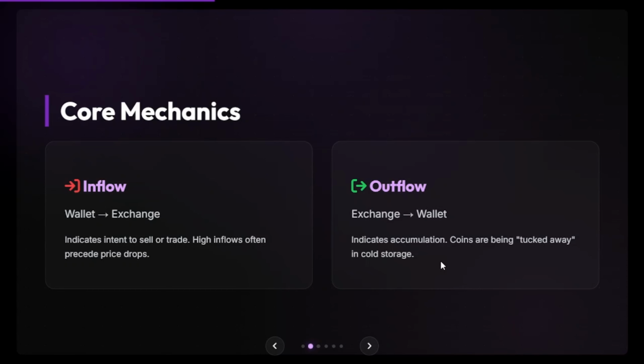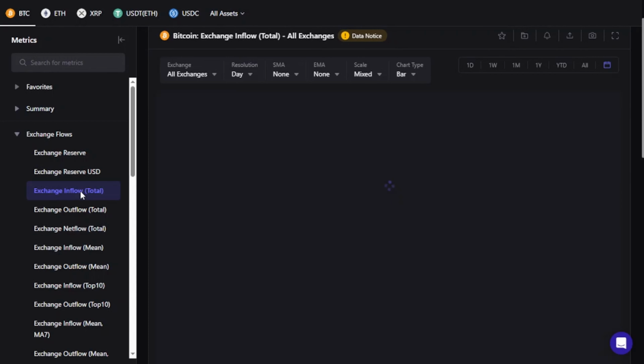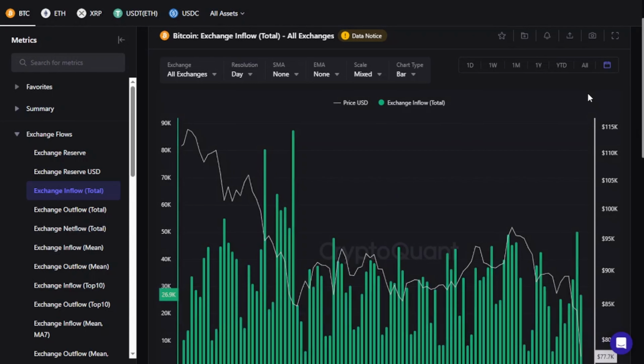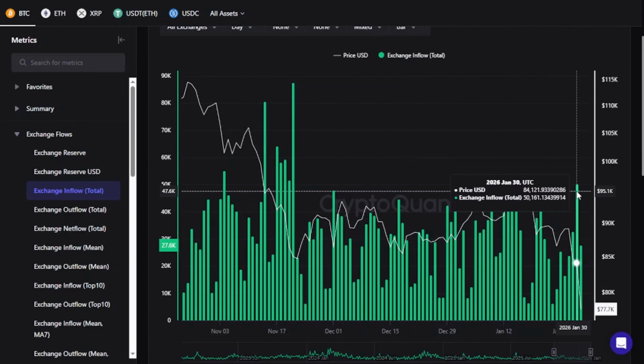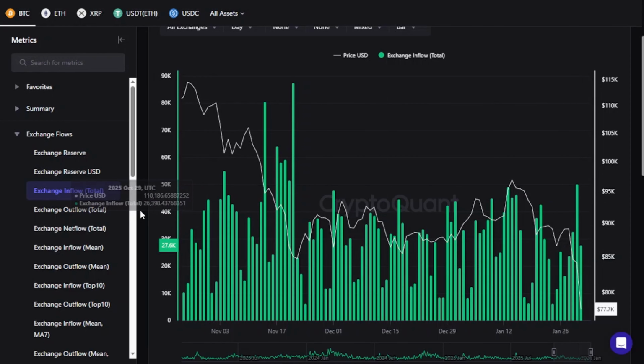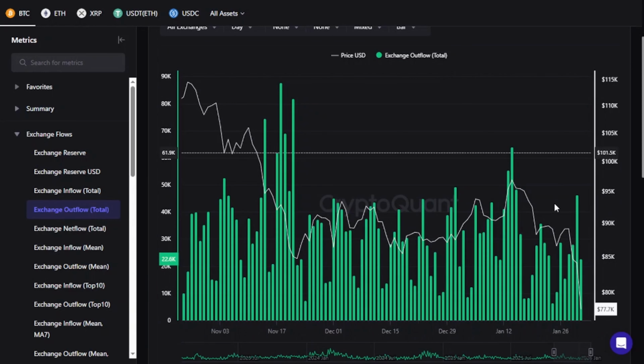Let's take a look at the chart. The first thing that we are going to take a look at is the inflow chart. This data shows the entire inflow of what is happening. What is the price of Bitcoin? How much is inflowing? How many coins are coming inside the exchanges? Then we have the data for outflow. Again, you can take a look and understand this.